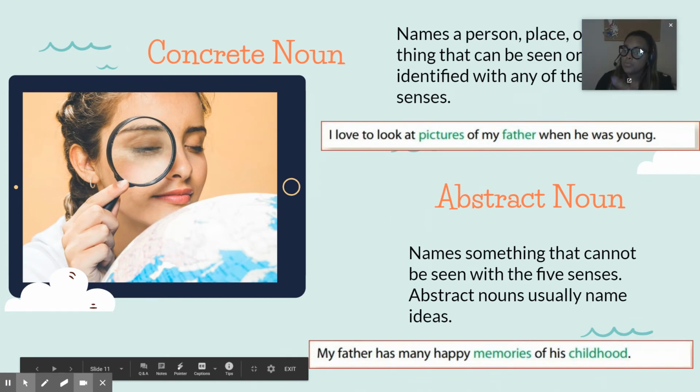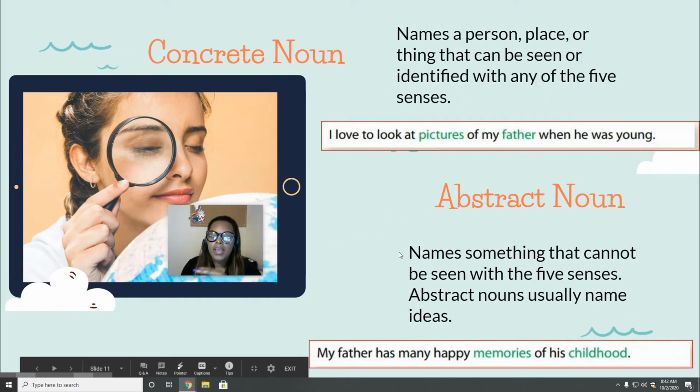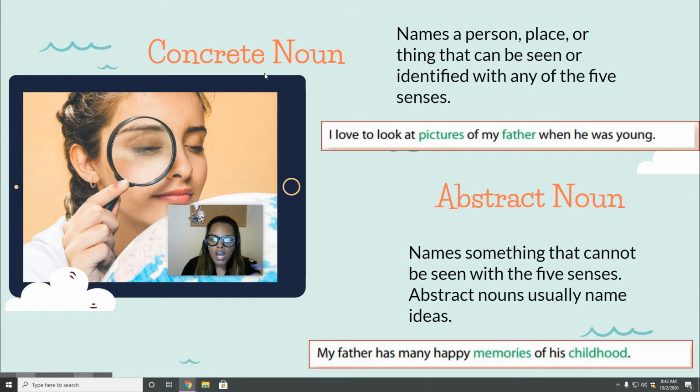So now let's get really into concrete and abstract nouns. A concrete noun names a person, place, or thing. Any noun names a person, place, or thing. We just get into more specifics as we learn about them. But the difference between the concrete and the abstract noun is that the concrete can be seen or touched with any of your five senses, okay?